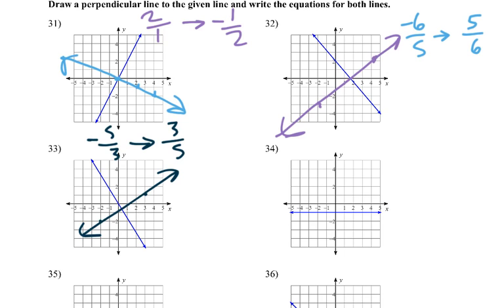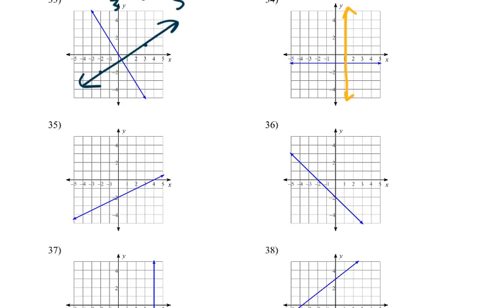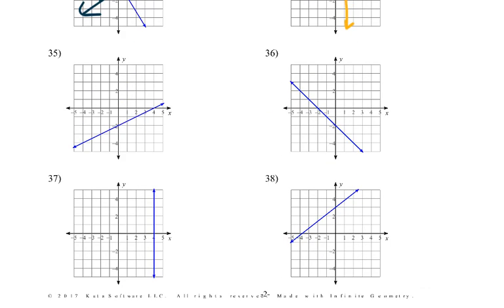Okay, 34, we have a horizontal line, so we draw a vertical line because they're perpendicular. Easy enough, right? Okay, just like 37, we have a vertical line, so we draw a horizontal line, and that one's done as well.